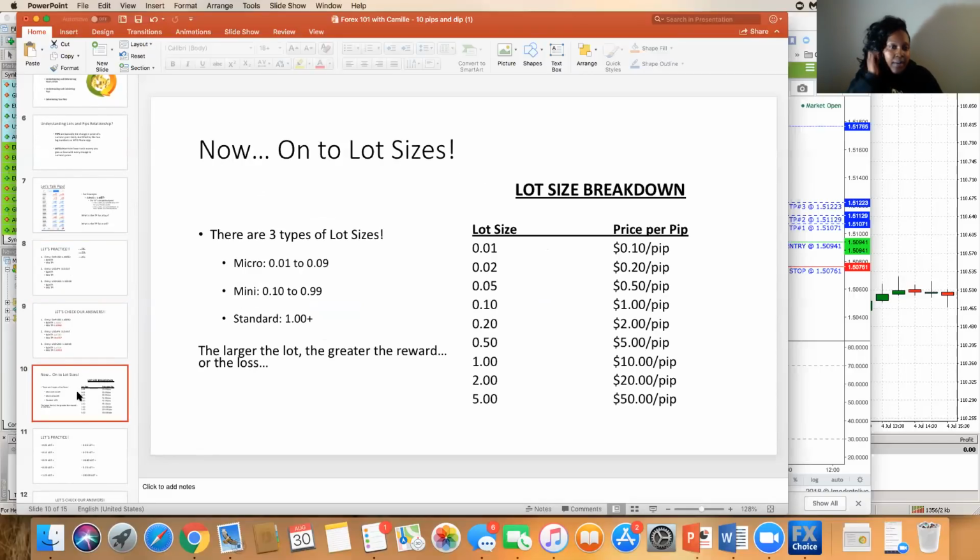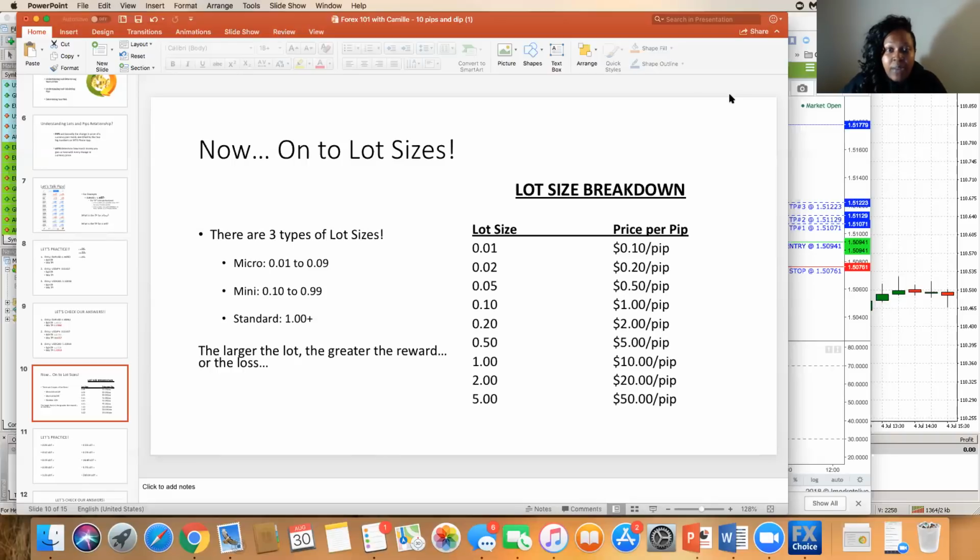Okay, so now let's talk about lot sizes. So you have 3 different types of lot sizes. You have your micro, your mini, and your standard. So your micros are anything from 0.01 to 0.09. Your mini is anything from 0.10 to 0.99. Your standard is 1.00 and up. The larger the lot, the greater the reward, but it also can be a greater loss as well. So this is just a basic lot size breakdown. I just picked some of the common lot sizes that people utilize.